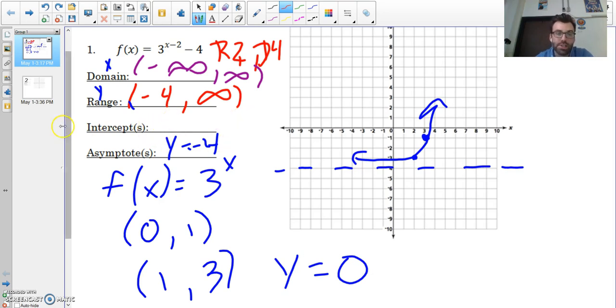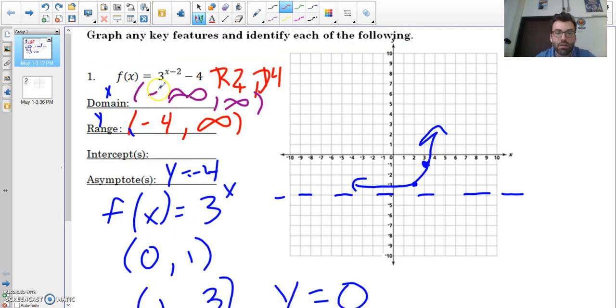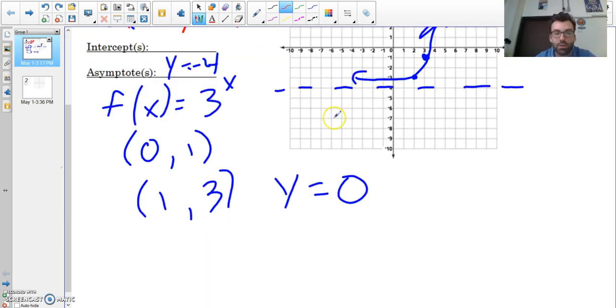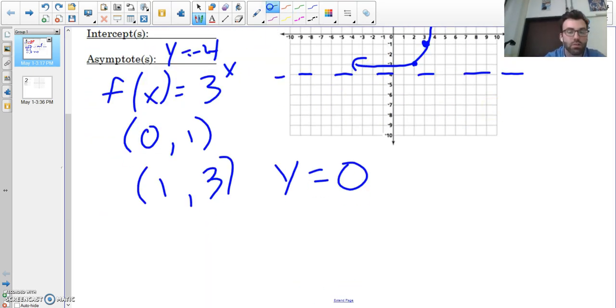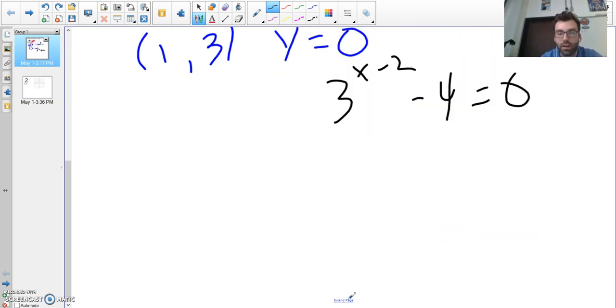Intercepts, x-intercepts, y-intercepts. I just want you to focus on the x-intercepts for now. So the x-intercepts happen when this function is equal to 0. So I set 3 to the x minus 2 minus 4 equal to 0 and solve for x. Add 4 to the other side.